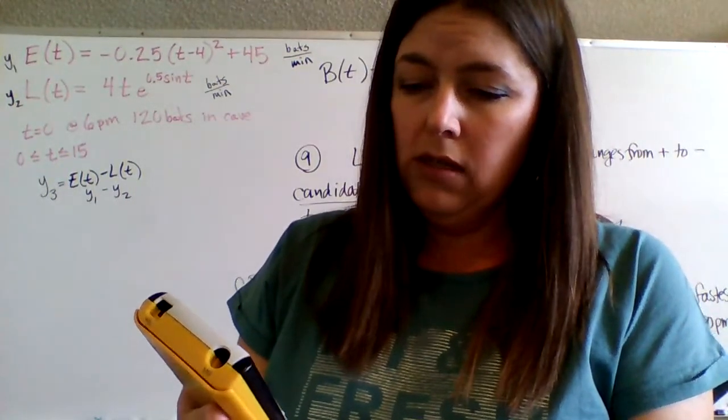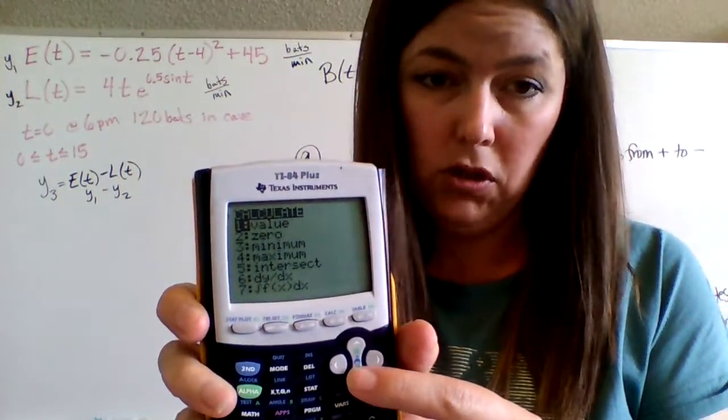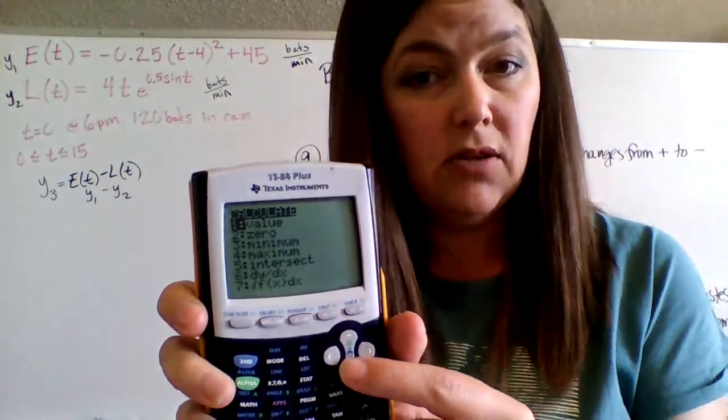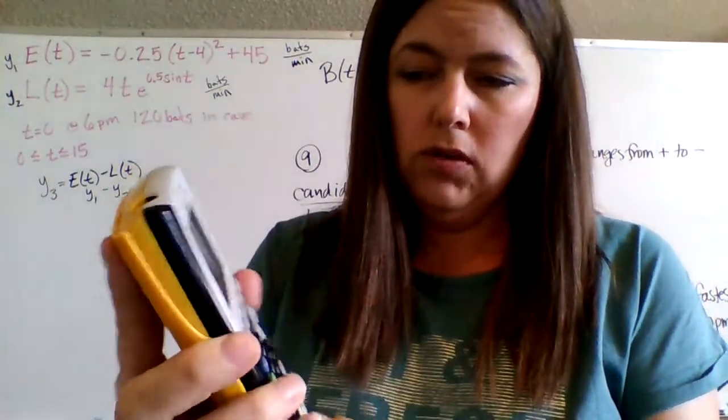Do second trace and go into calculate, but run option 4. So I know you guys are really used to using option 2. Sometimes we find where two graphs intersect, and that's option 5. And those are the two that are tested on the AP exam. But we're going to choose option 4.